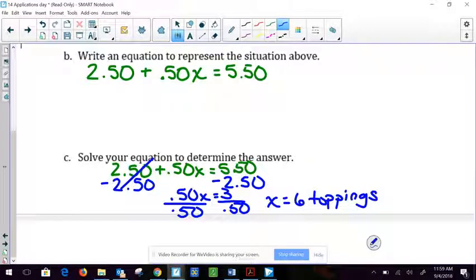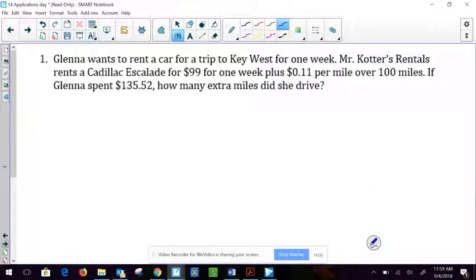How is it feeling so far? Let's go ahead and take a peek at number 3. It's Glenna. She wants to rent a car on a trip from Key West for 1 week. She found out that Mr. Cotter's Rentals rents a Cadillac Escalade for $99 for the week plus 11 cents per mile over 100 miles. If she spent $135.52, we want to know how many extra miles she drove.